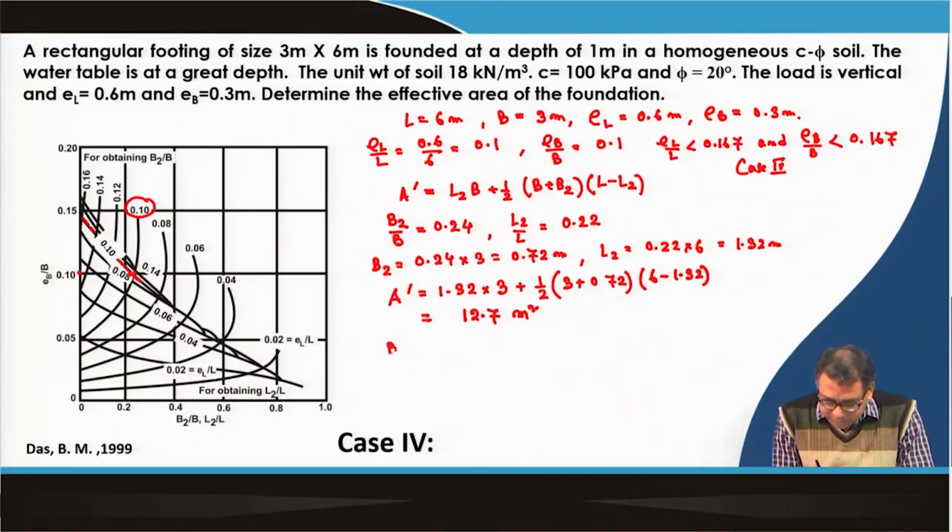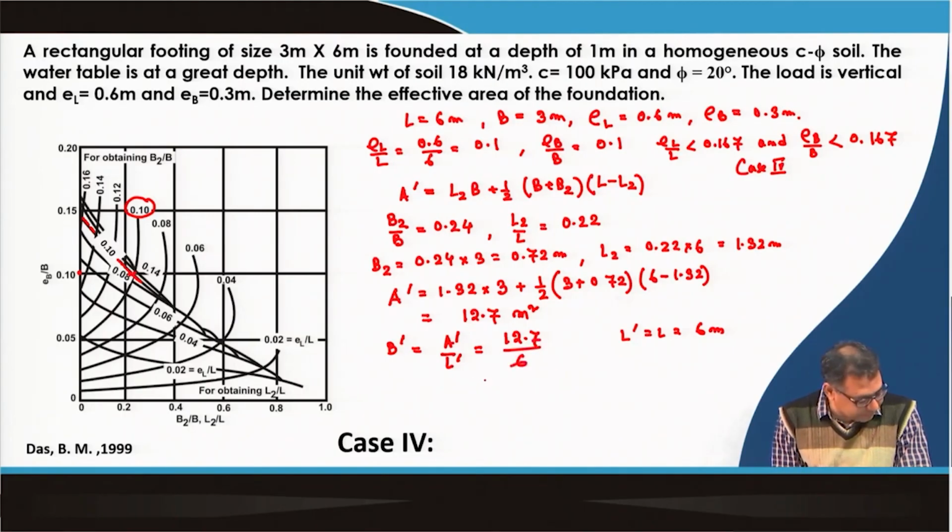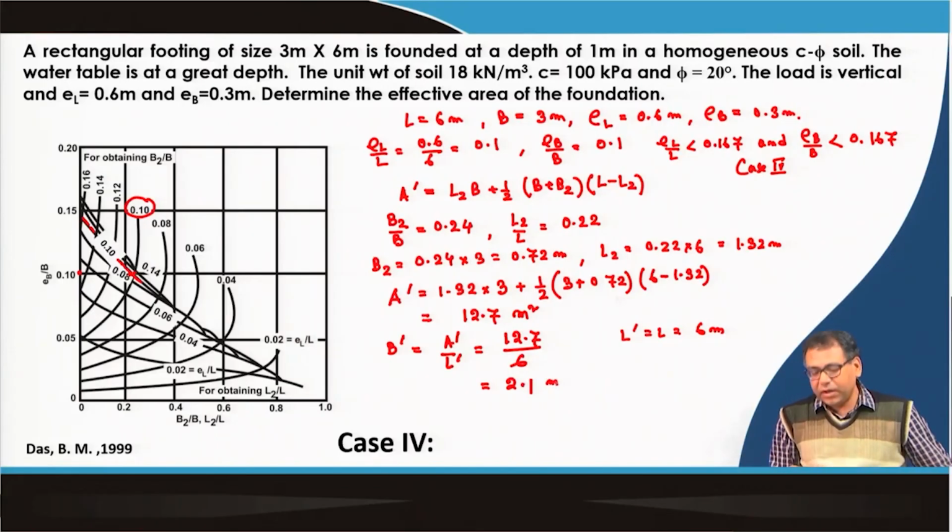Okay. So, now L dash is L, which is 6 meter in case of case 4. So, B dash will be A dash by L dash. So, A dash is 12.7 and L dash is 6. So, B dash will be 2.1 meter. So, this way you will get the L dash and the B dash. And now you can use these effective width and length to calculate the bearing capacity of the foundation.